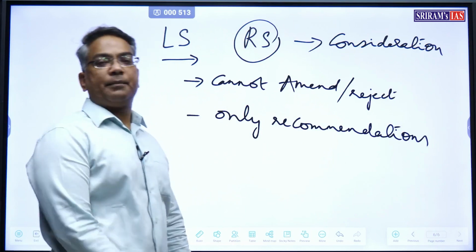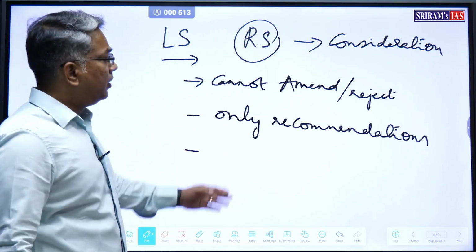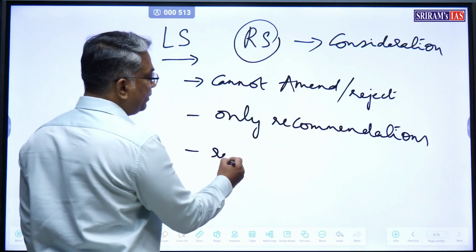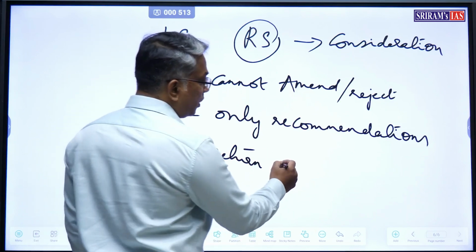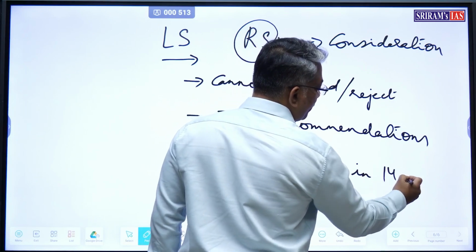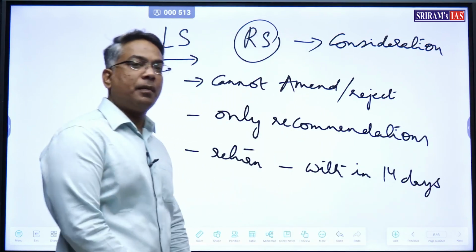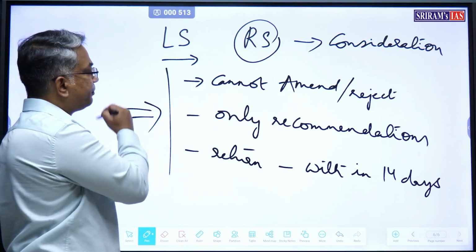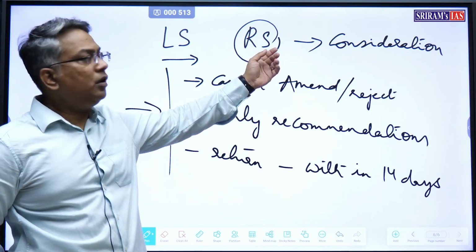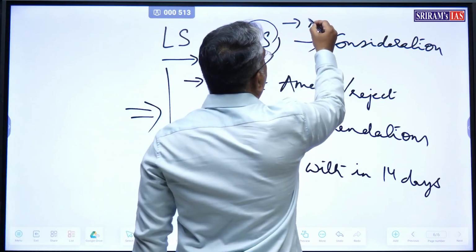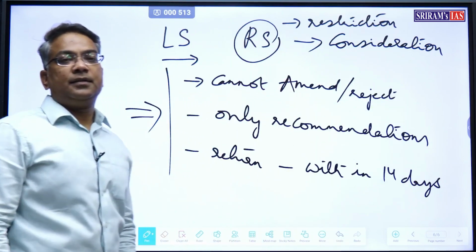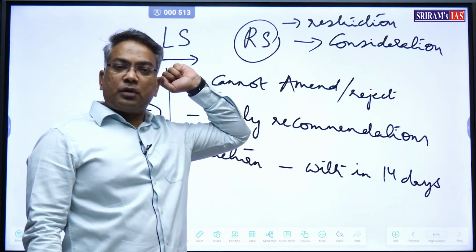And also, it cannot amend or reject a bill. It can only give recommendations, and it should return the money bill with or without recommendations within 14 days to the Lok Sabha. So, this is regarding the power of the Rajya Sabha regarding the money bill. We can say that the power of the Rajya Sabha with regard to the money bill is restricted.